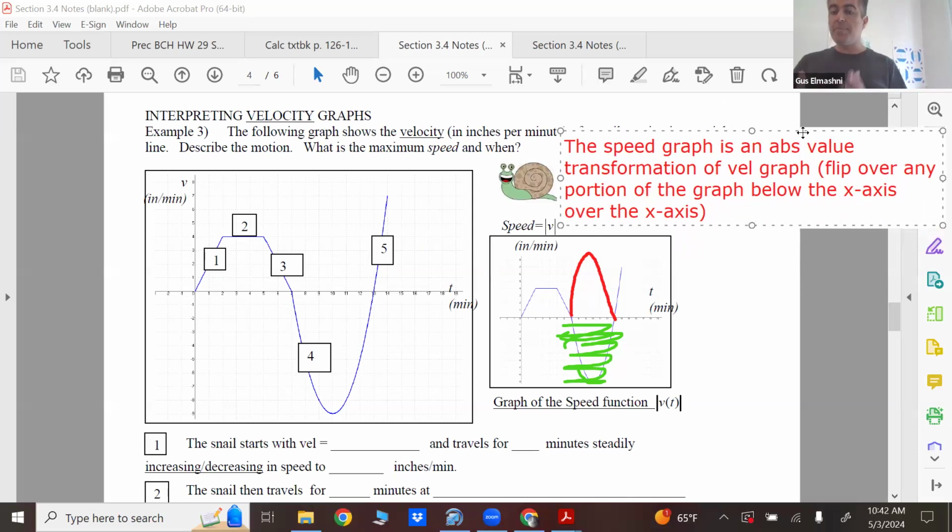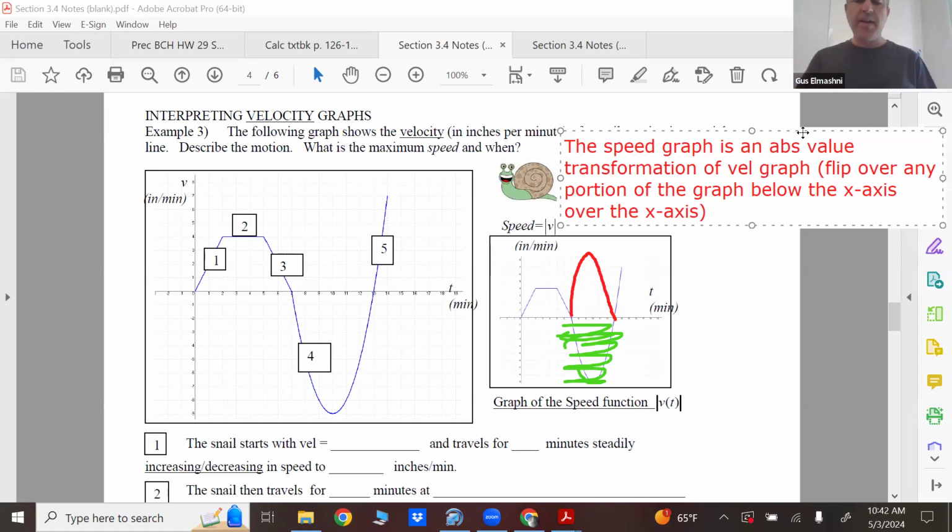The speed graph is an absolute value transformation of the velocity graph. Flip over any portion of the graph below the x-axis over the x-axis. Not sure if you guys did that in Algebra 2 Trig Honors. I don't know if we talked about it in this class. I should have probably, but does that make sense? It's just a transformation. That's all you're doing. And anything that's positive stays positive because that's how absolute value works. Okay, so hopefully we're feeling a little better about how this graph makes sense.